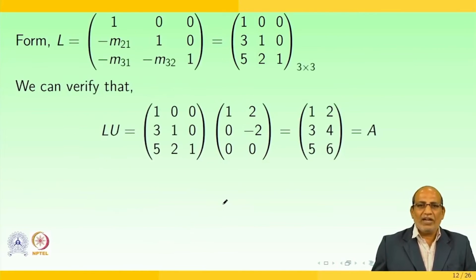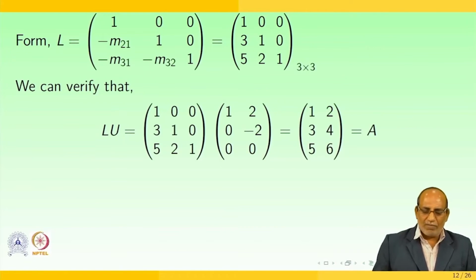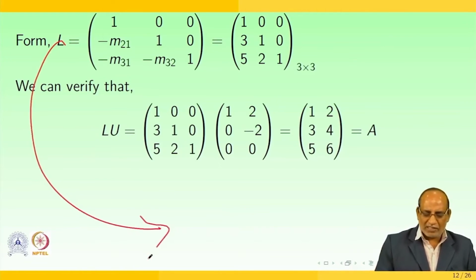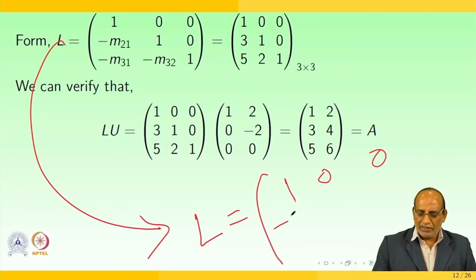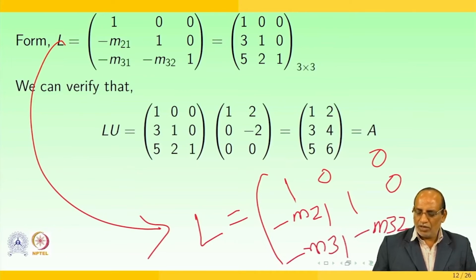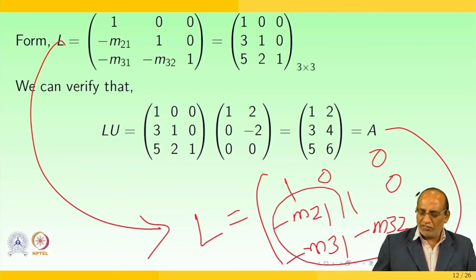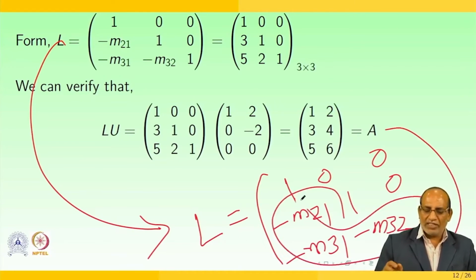Now let us look into the lower triangular matrix. How do you get the lower triangular matrix? By using the multipliers. So as we spoke, L is nothing but 1, 0, 0, then M21, 1, 0, then M31, M32 and 1. So substitute these multipliers from what we did over there, and you straight away get the lower triangular matrix.